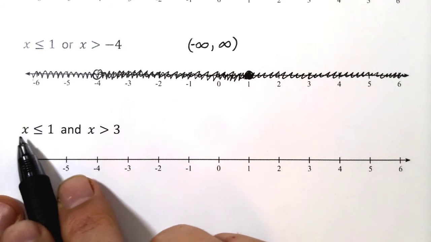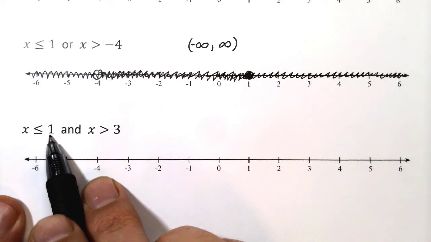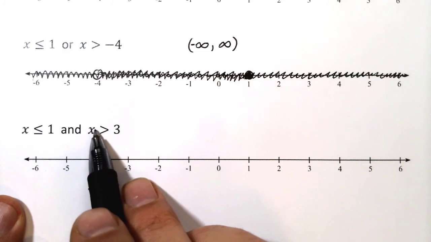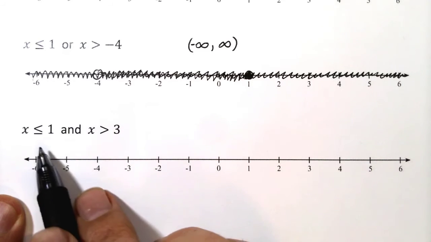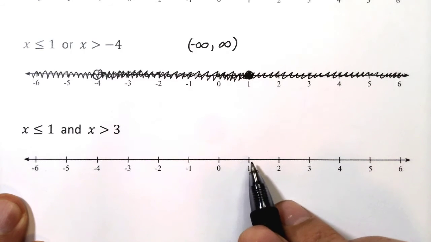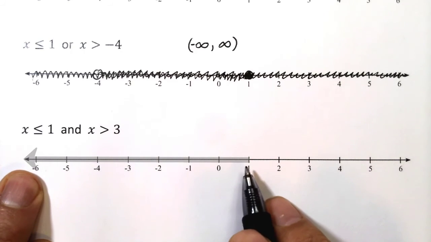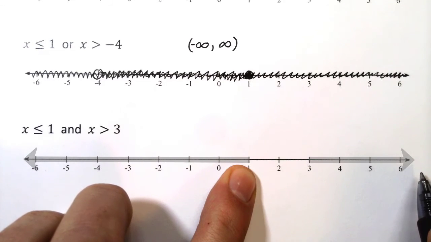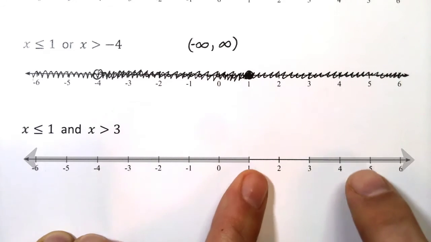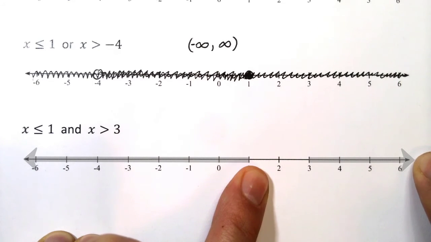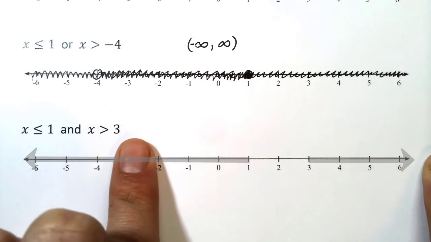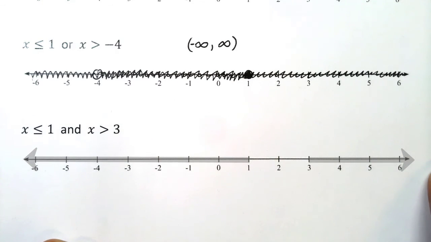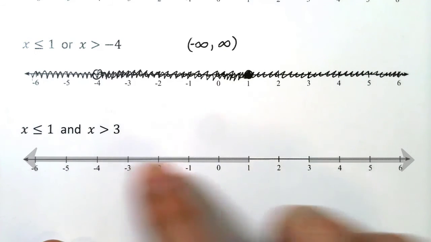Finally, the last one. x is less than or equal to 1 and x is greater than 3. Well, if x is less than or equal to 1, that means that x is to the left of 1. So that means x is over here. And at the same time, x has to be greater than 3. So x has to be over here, and at the same time, it has to be over here. Well, that's not possible. You can't be in those two separate disjoint places at the same time. So this has no solution.